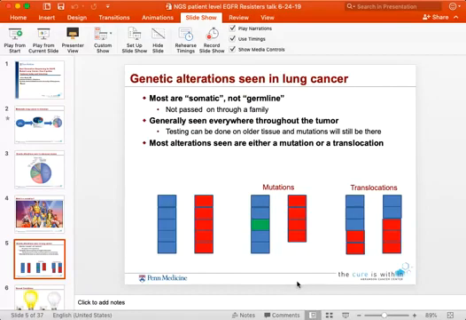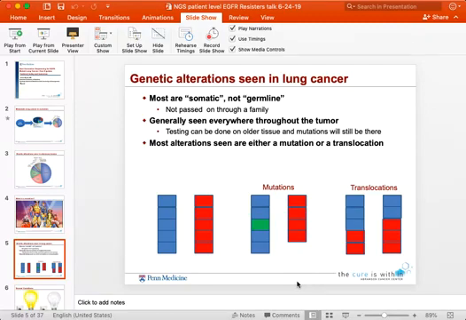But the types of mutations we're talking about in lung cancer are generally somatic. That means that they're in the body. They're not in the sperm or ova, so they can't be passed along to subsequent generations. They're really within the tumor, but they're in every single cell of the tumor. And that means that no matter which part of the tumor you biopsy, you should be able to see it.